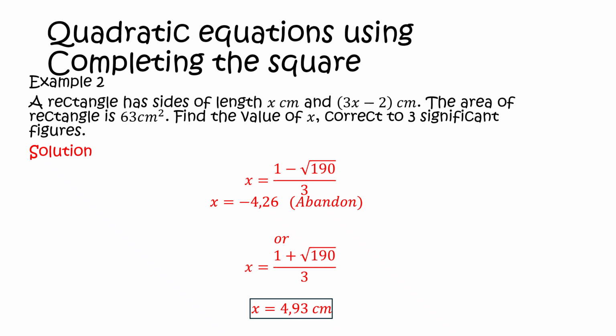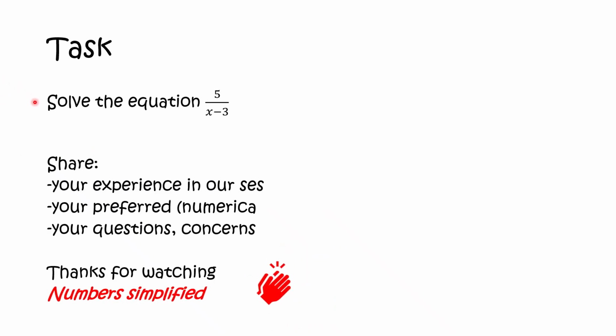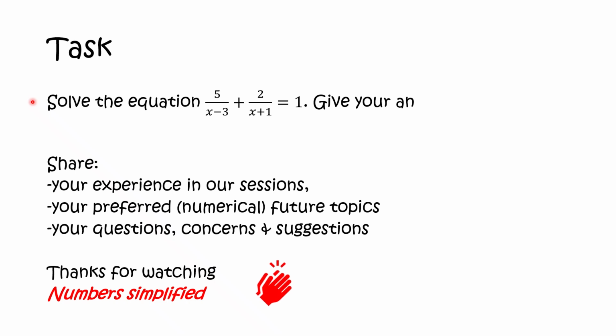Now, if you have made it thus far, I say congratulations to you, and I leave you with the following task. Solve the equation 5 over x minus 3 plus 2 over x plus 1 is equal to 1. Give your answers correct to 3 significant figures.